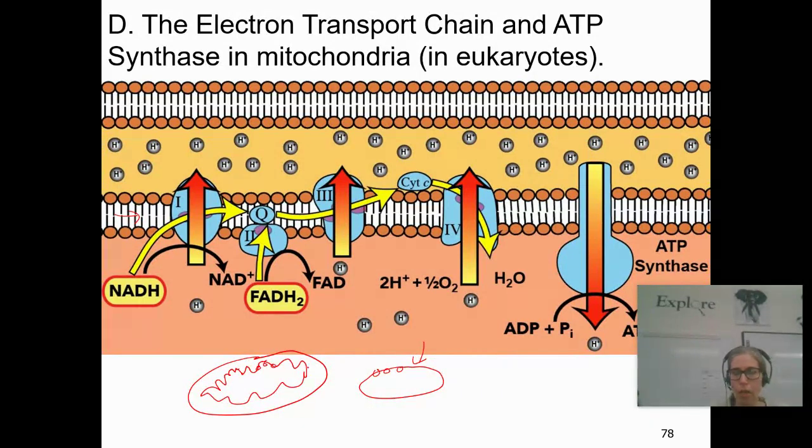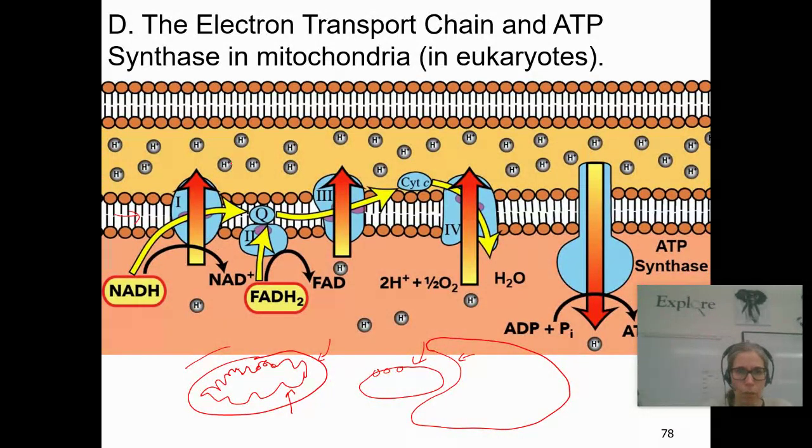Because remember, when a eukaryote engulfs the prokaryote, this membrane came from the eukaryote, right? Here's the eukaryote engulfing the prokaryote, right? So this eukaryotic membrane is the outer membrane eventually, and this inner membrane right here came from the prokaryote. So that's where the electron transport chain proteins came from.